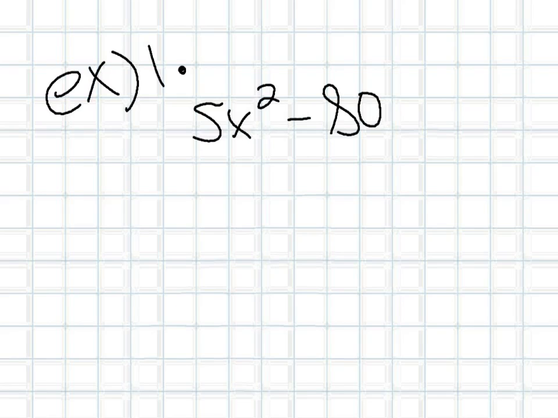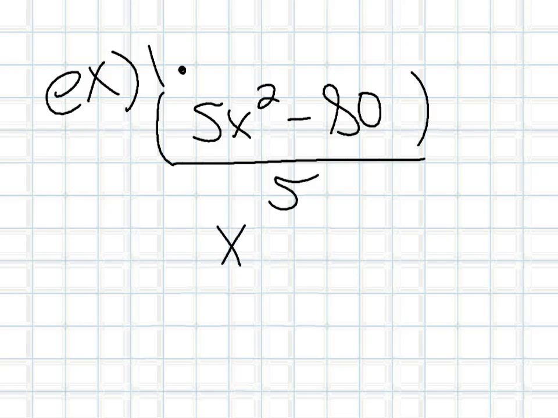Okay. Our first example is 5x squared minus 80, and you could just factor this normally, but both terms have a similar factor, so we can take the greatest common factor out of it. The greatest common factor of 5x squared minus 80 is 5, so we can divide this whole thing by 5, and then you'll get x squared minus 16. So x squared minus 16 times 5.